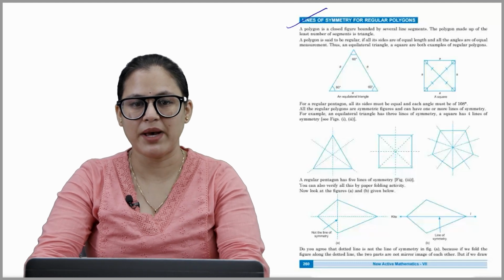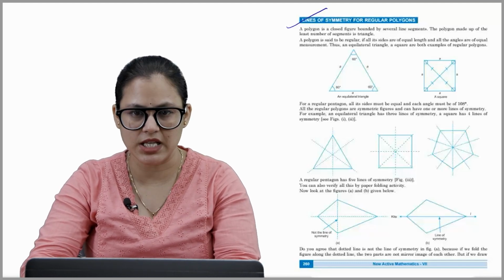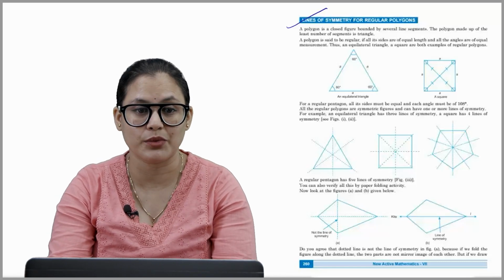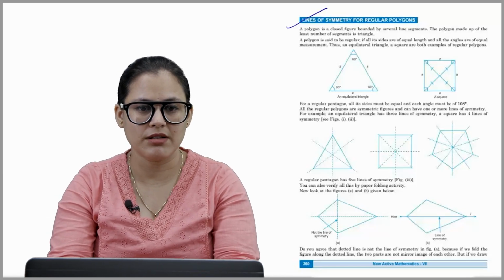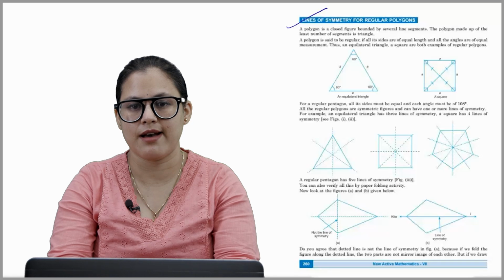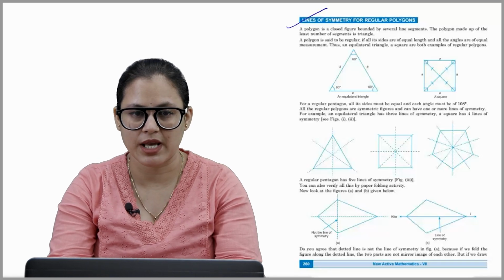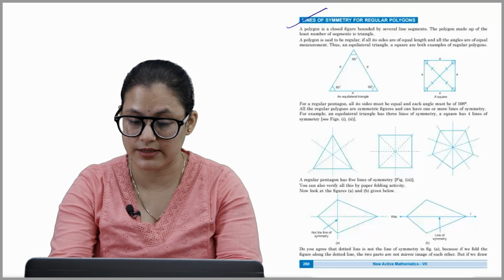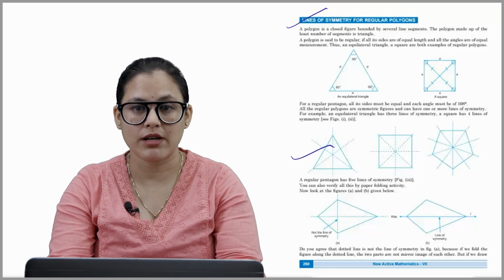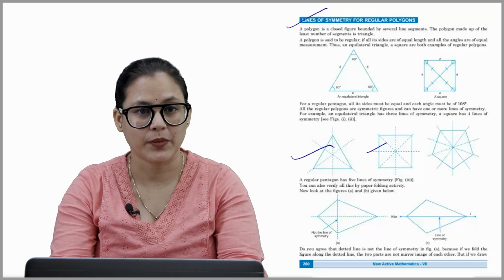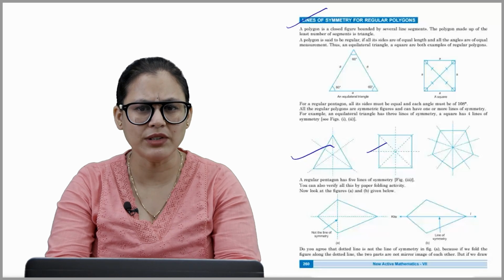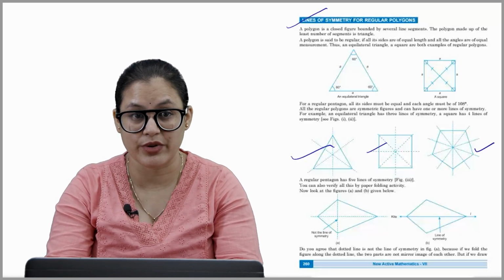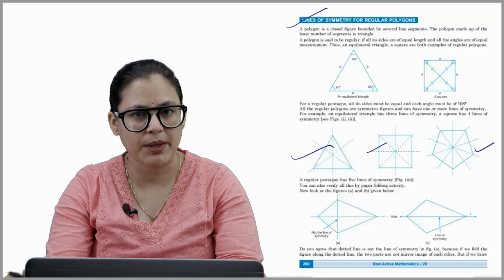For a regular pentagon, all its sides must be equal and each angle must be 108 degrees. All the regular polygons are symmetric figures and can have one or more lines of symmetry. For example, an equilateral triangle has 3 lines of symmetry, as you can see in this picture. A square has 4 lines of symmetry, right? A regular pentagon has 5 lines of symmetry. You can also verify all this by a paper folding activity.